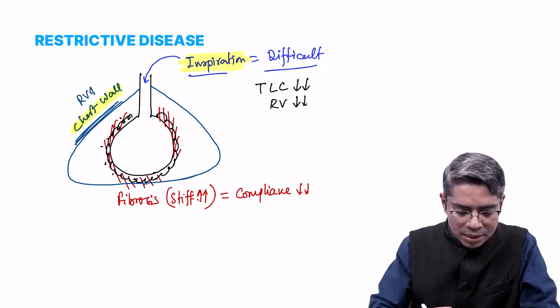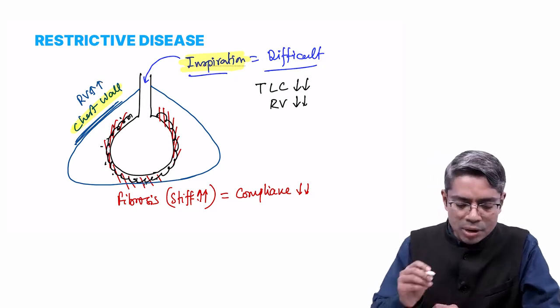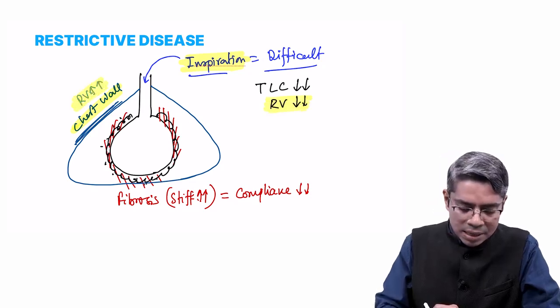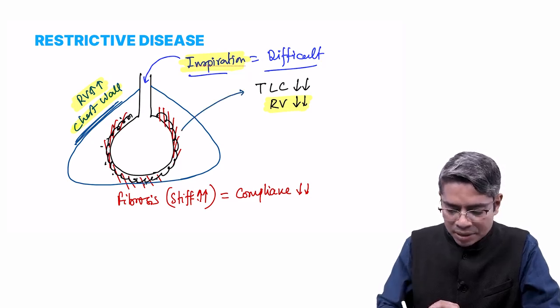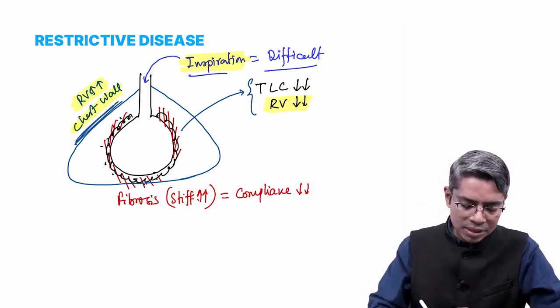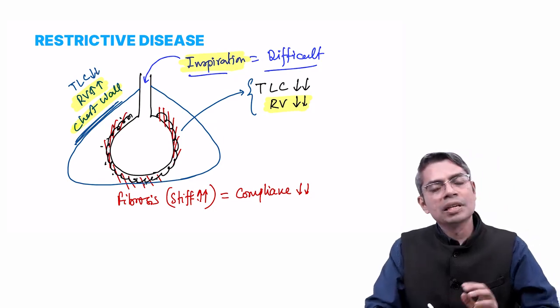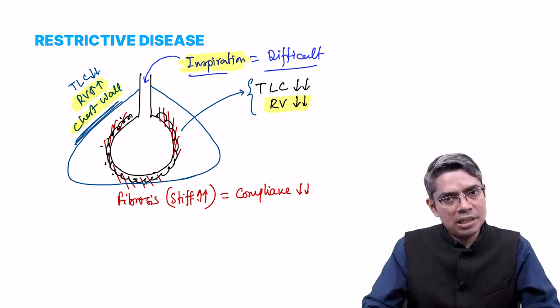In these cases, the residual volume may increase. So please note down that residual volume may decrease or may increase in case of restrictive disease. If the restriction is parenchymal restriction, TLC decreases and residual volume both decrease. But if the restriction is extraparenchymal, then the TLC is definitely going to be reduced, but residual volume will increase a little. Okay, so this is the concept of restrictive and obstructive disease.